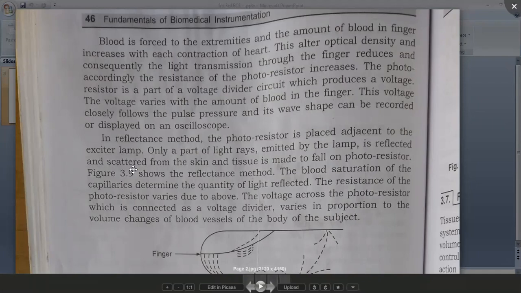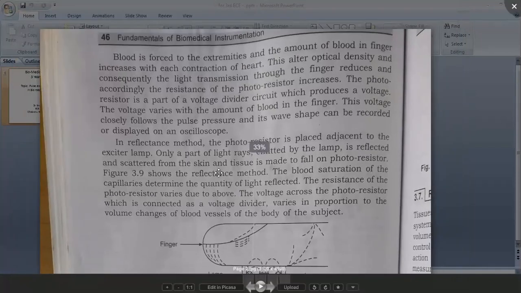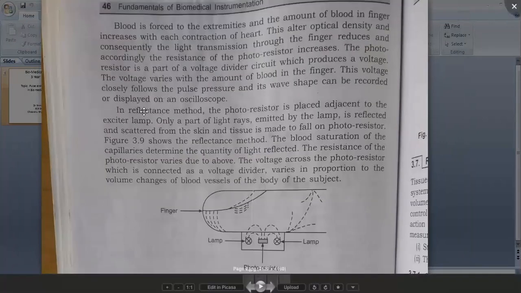Okay, so in this way we can measure using the photoconductive principle, by using a photoresistor. Coming to the next one, it is the reflectance method.